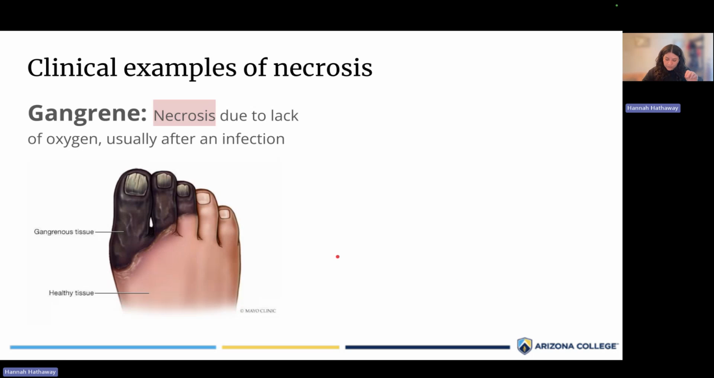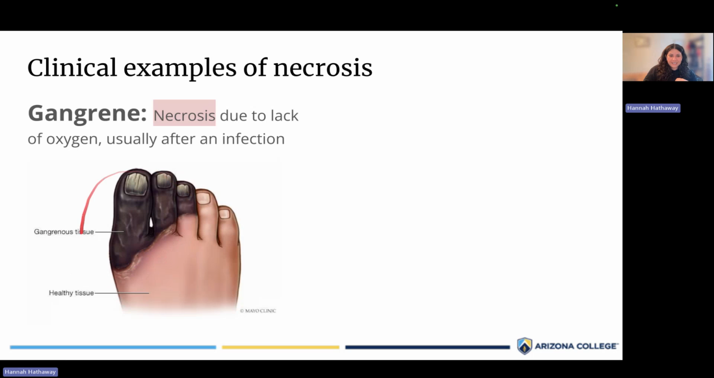So like I said, necrosis is the bad one, the pathological one. So it's always going to be associated with some sort of disease or disorder. So some examples that are clinically relevant of necrosis. The first is gangrene. So this is necrosis, once again, that bad exploding cell death that is due to lack of oxygen. And then that lack of oxygen is usually due to an infection. So this would be hypoxia causing some cellular damage, which then causes necrosis. And this, once again, specifically happens after an infection.